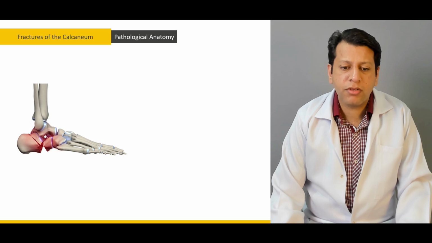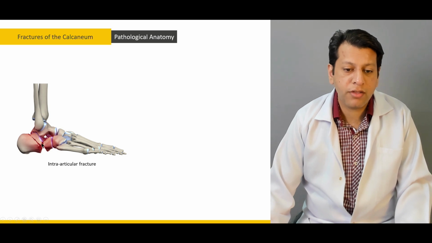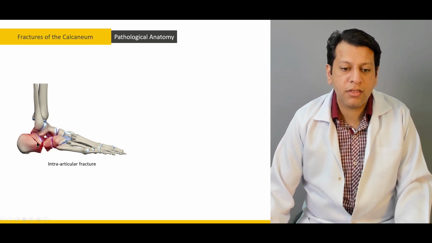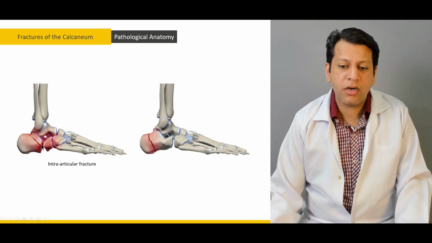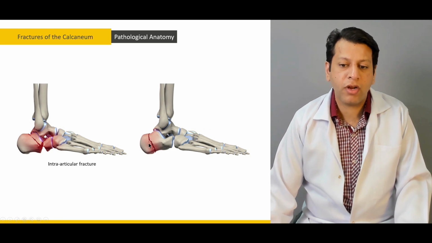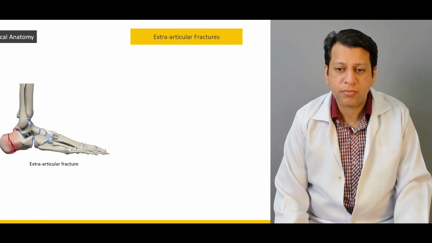Now coming to the pathological anatomy. This may be an intra-articular fracture. As I told you, if you appreciate over here, the fracture is intra-articular, extending into the subtalar joint, although the calcaneal cuboid joint appears only subluxed, and then there is a fracture going all the way back as well. Or it could be extra-articular. In this kind of fracture, all the joints are stable, only the calcaneum is fractured. This is called an extra-articular fracture.